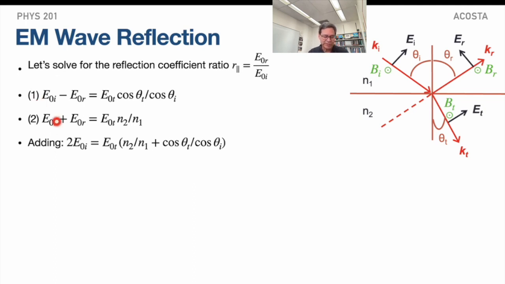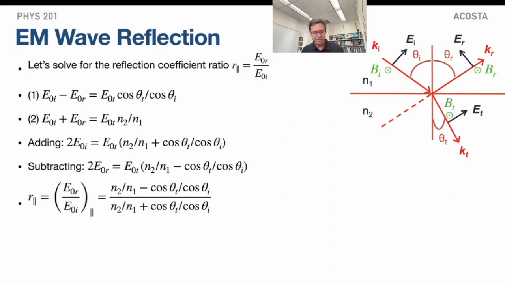If I do that, I'm going to get twice E0I, and the E0R term cancels out. Then I have E0T times N2 over N1 plus cos theta T over cos theta I when I add them together. So that's adding them. I could subtract instead. I'm going to subtract the first one from the second one, so 2 minus 1. That will cancel the E0I piece. Then I'll have E0R minus the negative E0R, which means just twice E0R. Then I have E0T times N2 over N1, but now minus cos theta T over cos theta I. So this is another relationship here.